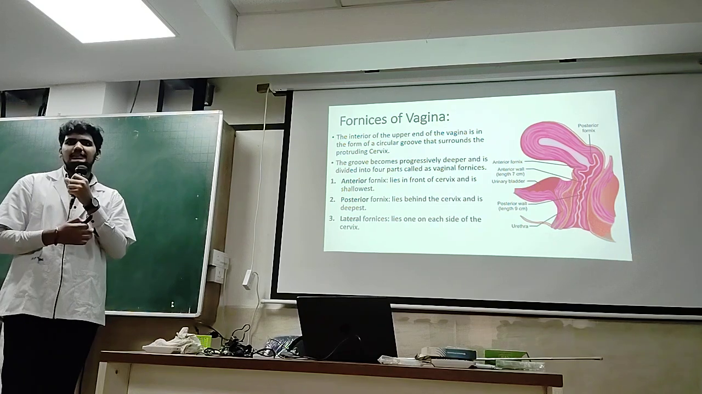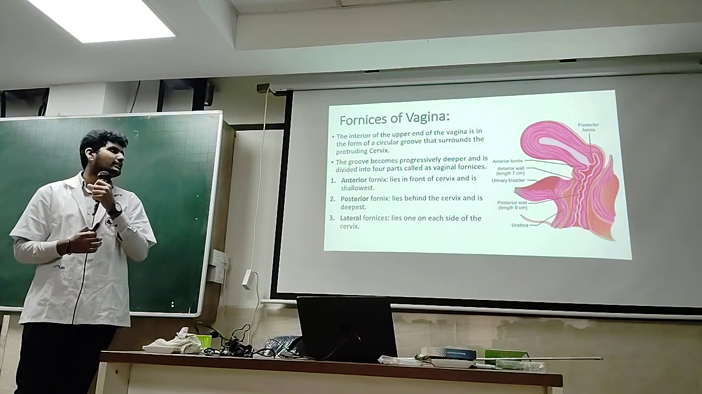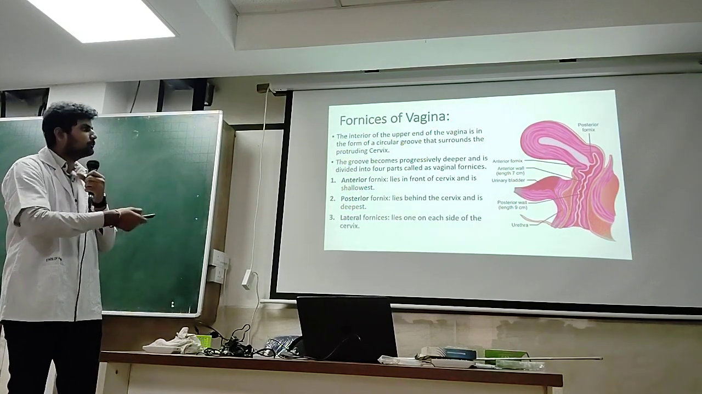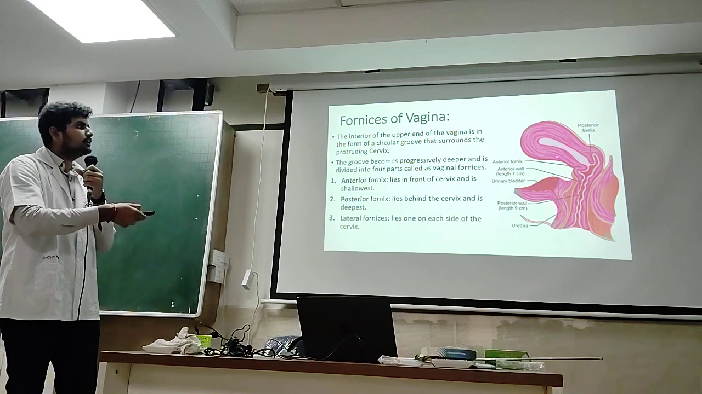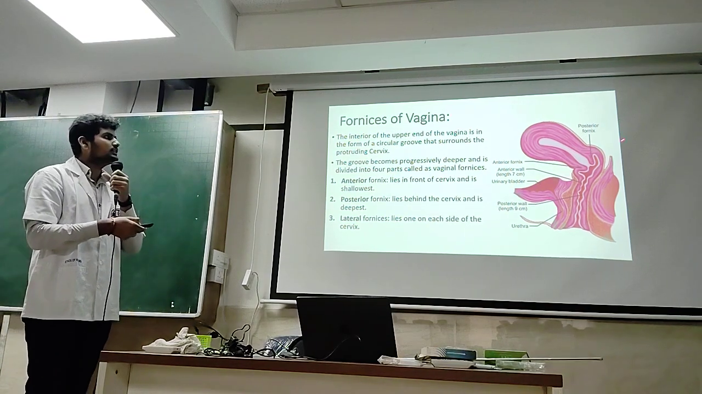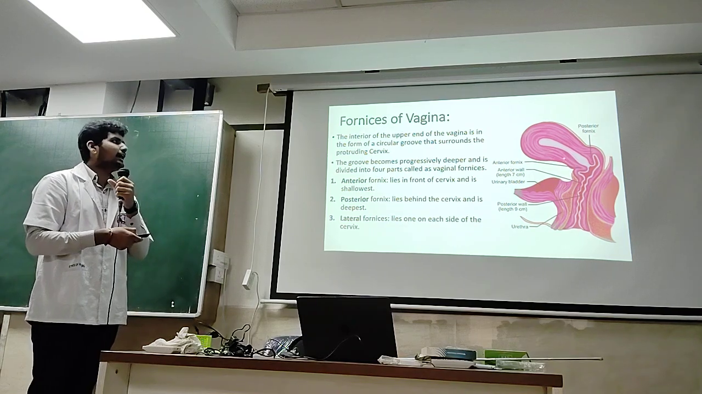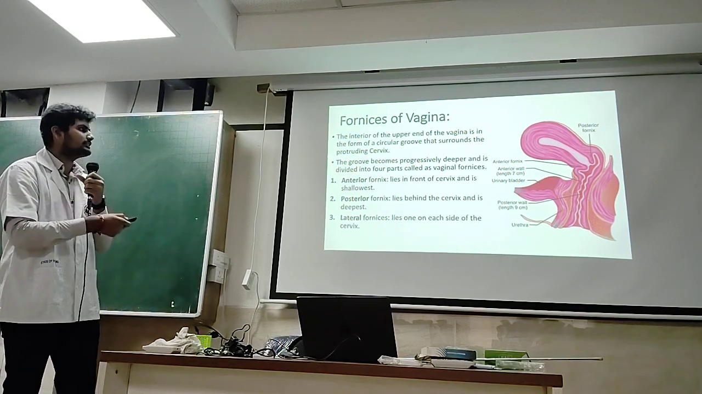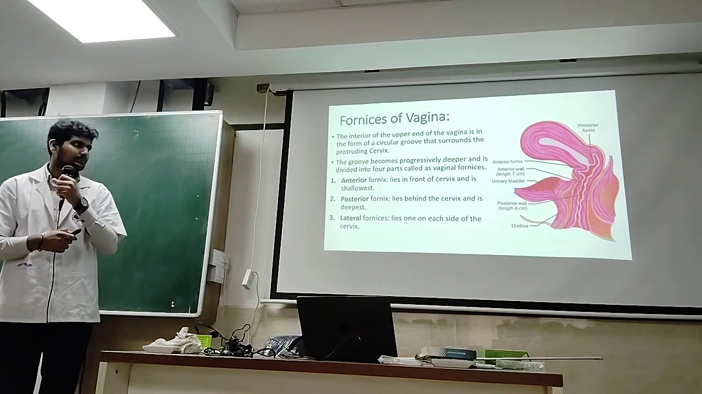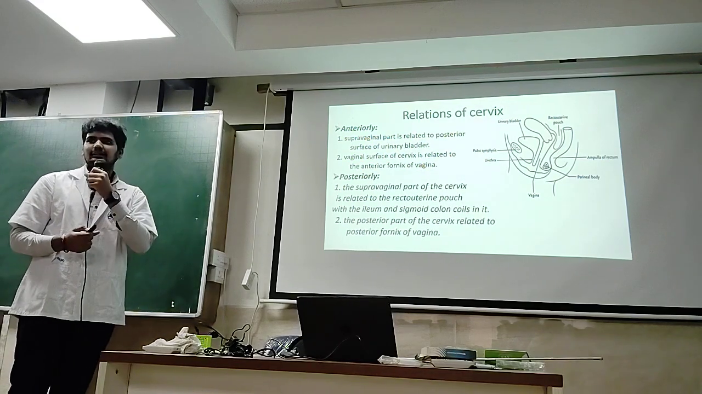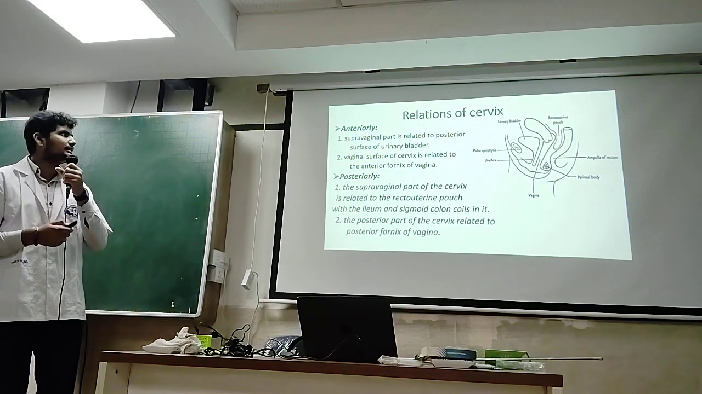The study of these topics helps in understanding the relations of the cervix easily. As in the diagram, we can see the anterior fornix in front of the cervix, the posterior fornix behind the cervix, and the lateral fornices cannot be seen in this section, which are present one on either side. Next, let us talk about the relations of the cervix.